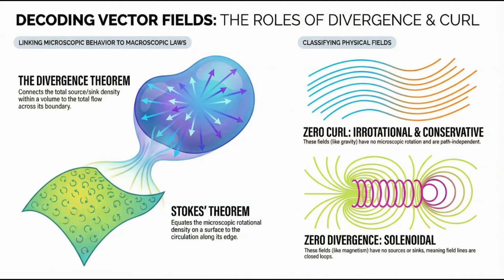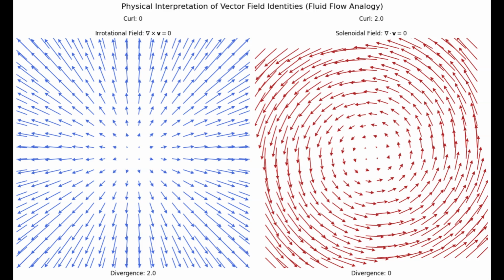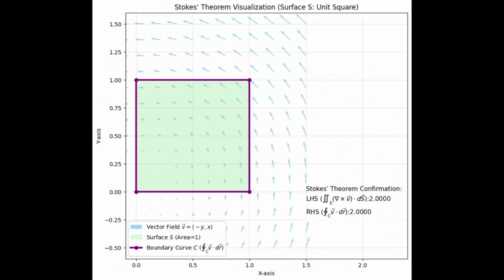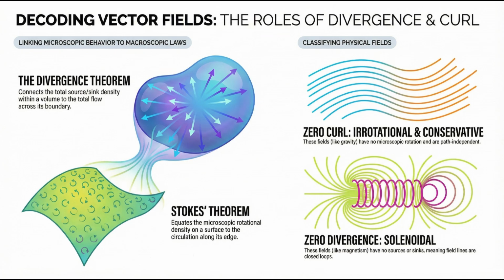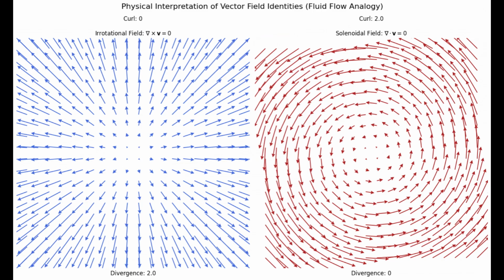This is the brief on vector calculus identities. So what are we talking about here? Well, these identities are basically the mathematical rulebook. They're what connect the tiny, invisible dynamics of forces, like gravity or fluid flow, to the massive, predictable physical laws we can actually observe.